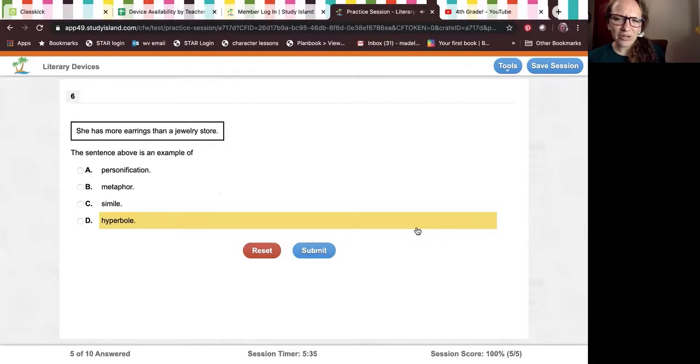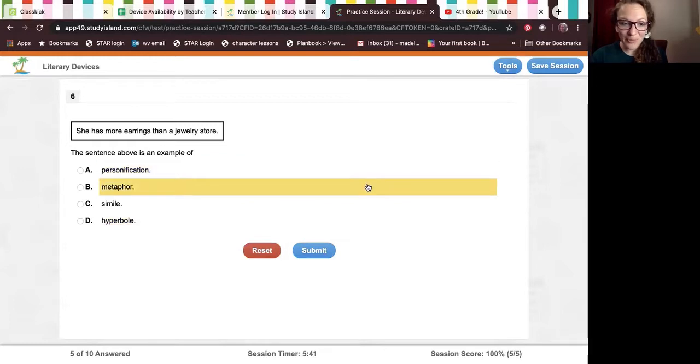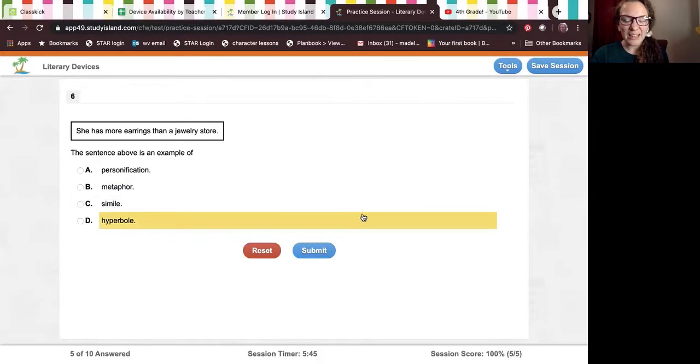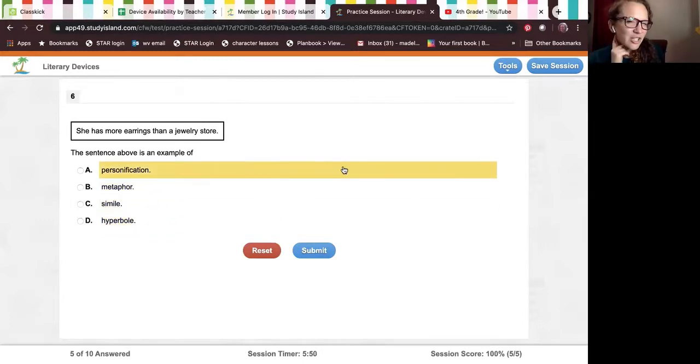She has more earrings than a jewelry store. The sentence above is an example of personification, metaphor, simile, or hyperbole. Let's go through and see which ones we would not pick. What's personification again? Objects doing people things. Nothing in here is doing something that a person would do.